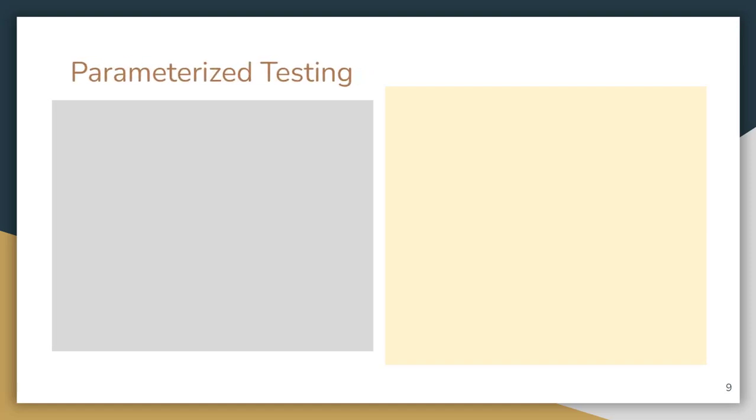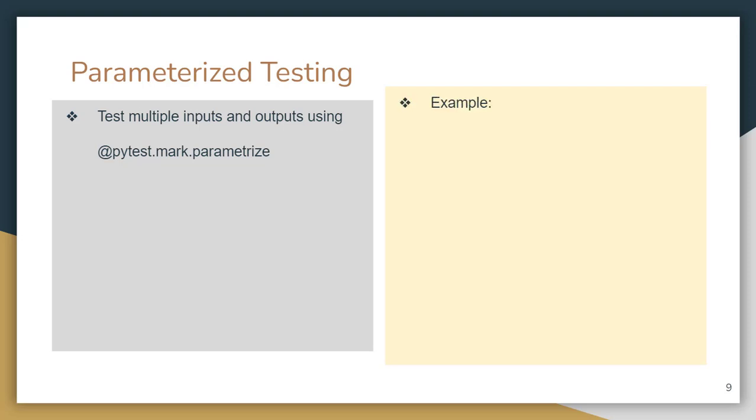Then parameterized testing. Test multiple inputs and outputs using @pytest.mark.parametrize. Let's see a basic example. Here we give two parameters: one is the variable list, that is "a, b, result" inside quotes, and after that a comma, and then we provide a list, that is, two-dimensional data.